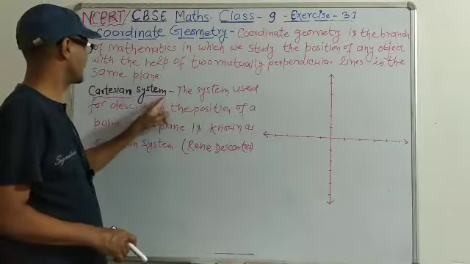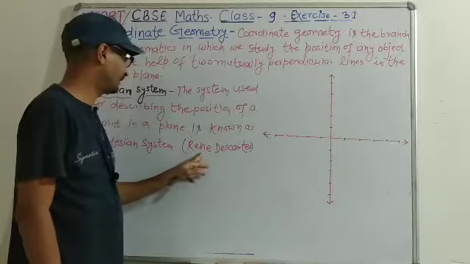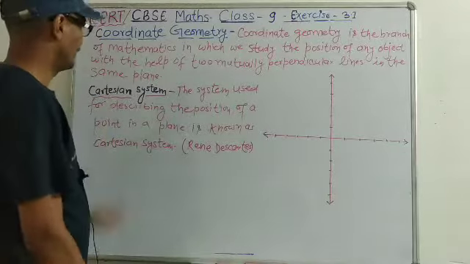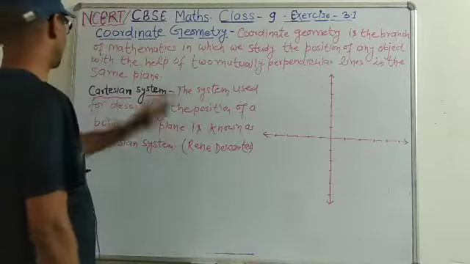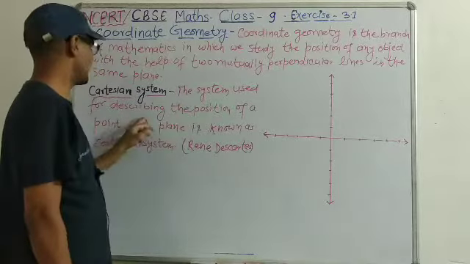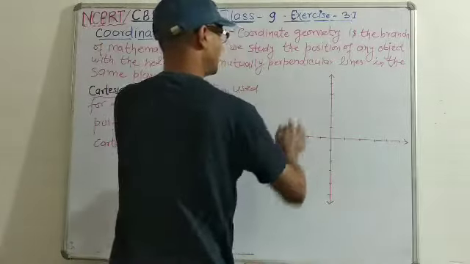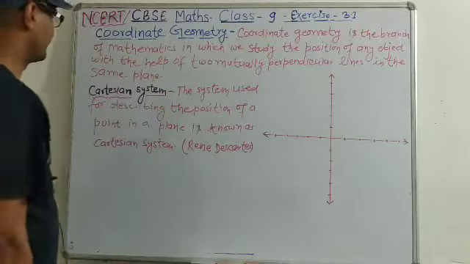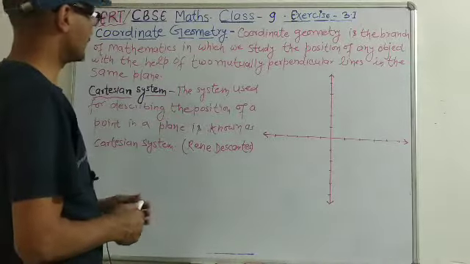What is the Cartesian system? One of the renowned mathematicians, René Descartes, invented this system. In honor of that mathematician, this system is known as the Cartesian system. It is the system used for describing the position of a point in a plane. So it is in our syllabus, and we will study this Cartesian system.